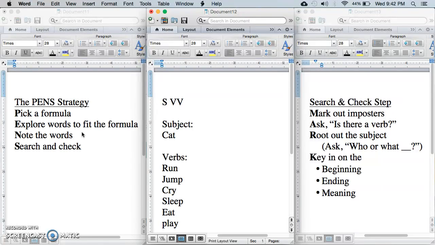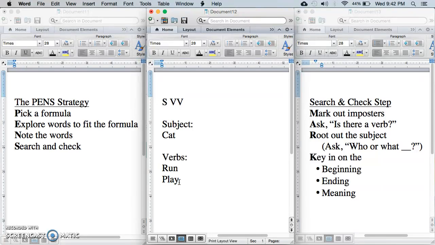Awesome. Now that we've explored some words, what is our next step in PENS? Yes, our next step is to note the words. So we're going to go with our subject cat and the verbs played and ran. So, played and run, play and run. It's time to write our sentence now. What sentence should we write with the words cat, play, and run?